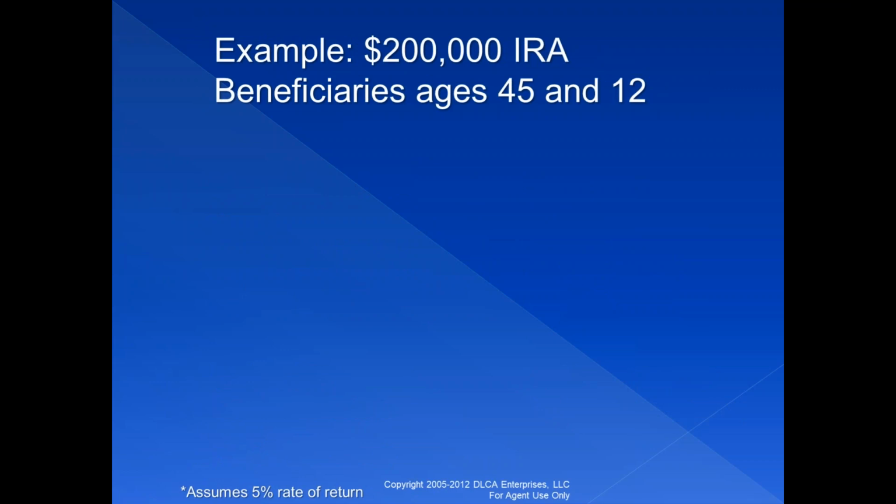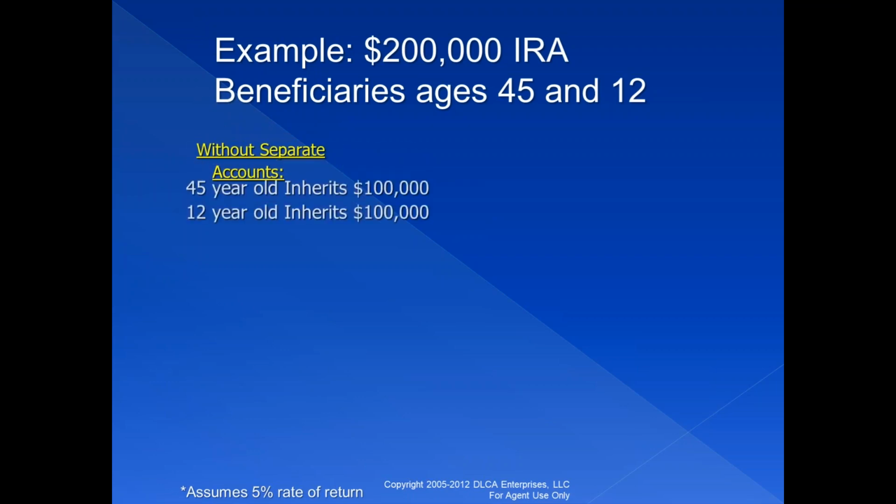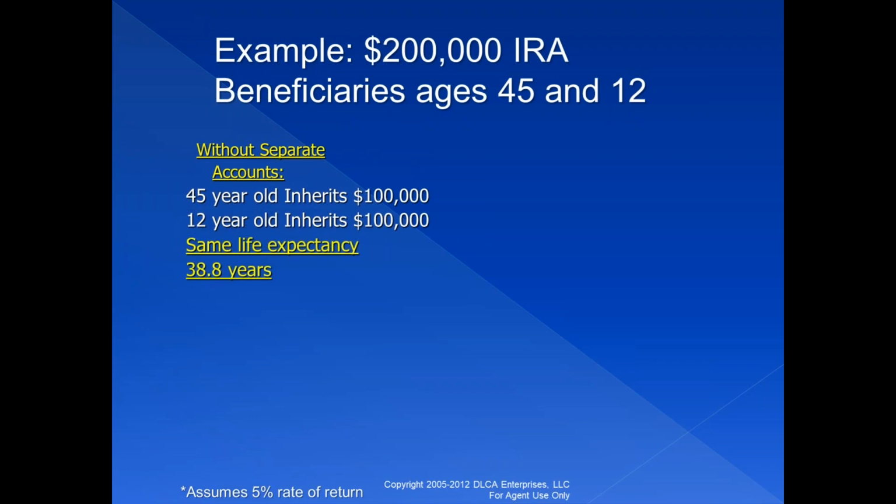So here's an example. We have a person, single. He passed away. He had $200,000 in his IRA. He had 2 beneficiaries: a daughter age 45 and a son age 12. So without separate accounts, here's what will happen. The 45-year-old is going to inherit $100,000, and in this case he decided to leave $100,000 to his grandson. Now, they're going to have to use that same life expectancy of 38.8 years. That's the life expectancy of the 45-year-old.